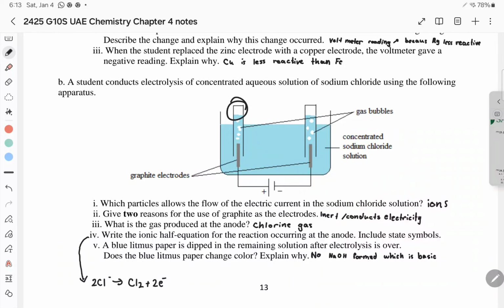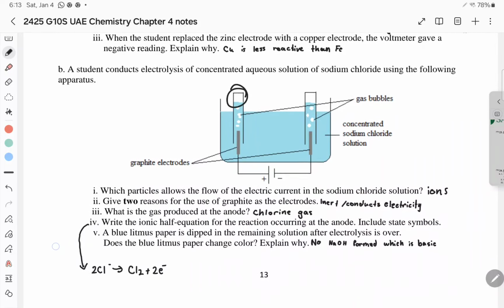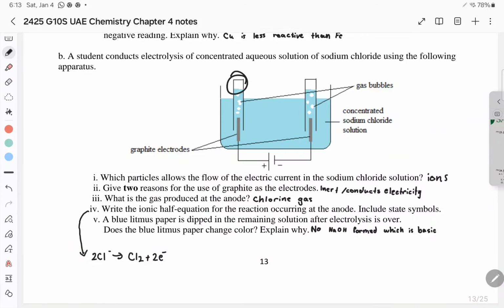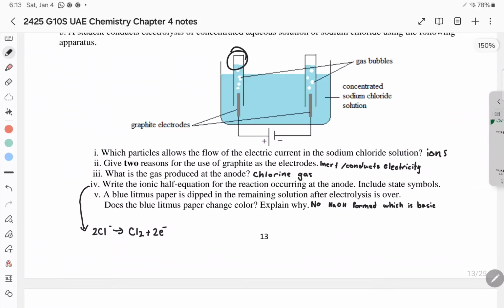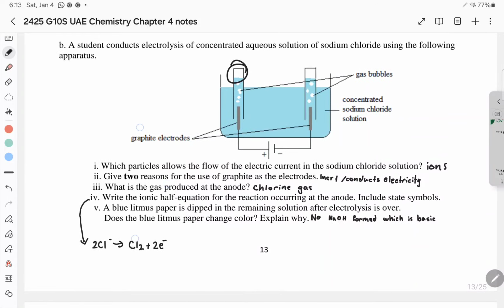And the half equation for this reaction at the anode, we know that at the anode it's oxidized. So since chlorine is oxidized, it's gonna become from Cl minus, which is the ion it was in the solution, to chlorine gas and 2 electrons, because this is the half reaction. Now here you have a blue litmus paper dipped in the remaining solution after the electrolysis is over. Does the blue litmus paper change color? No. Why? Because of the things you had left in the solution.